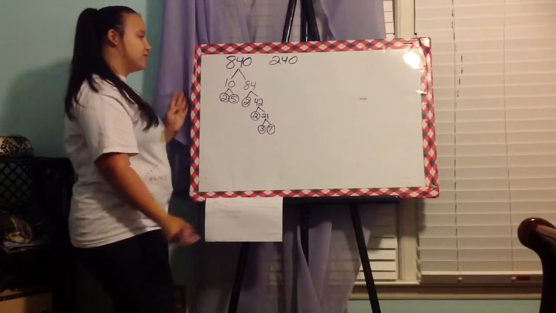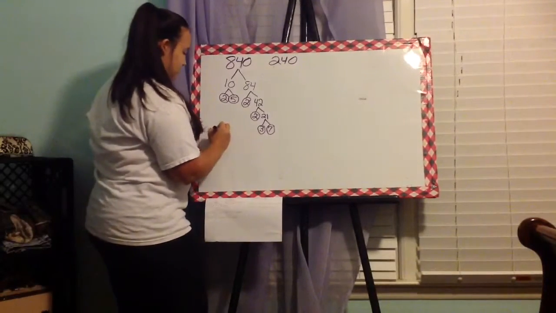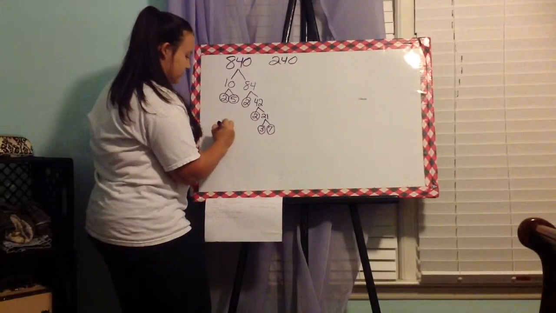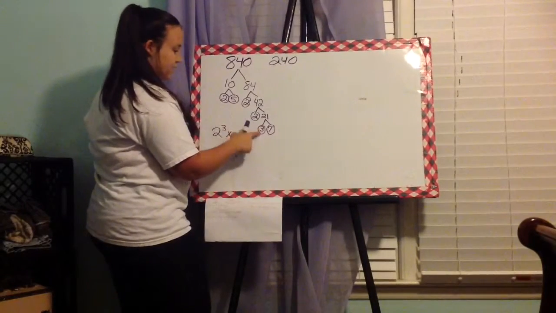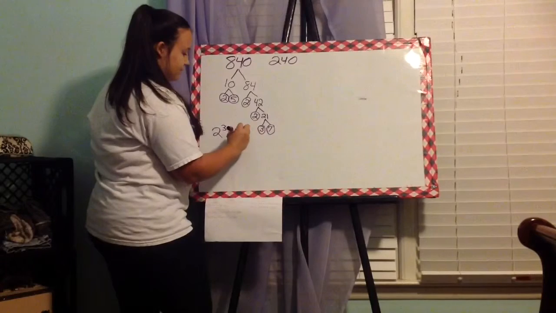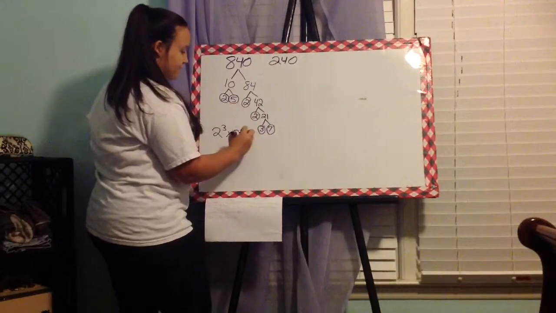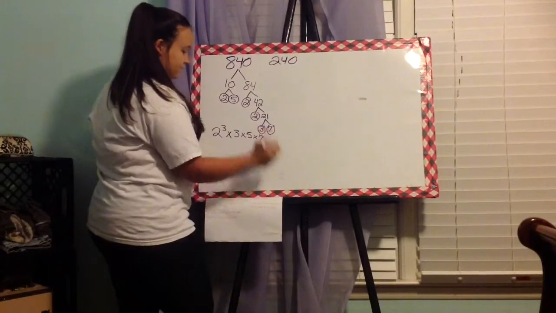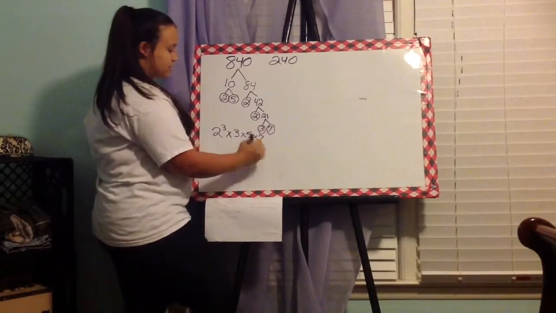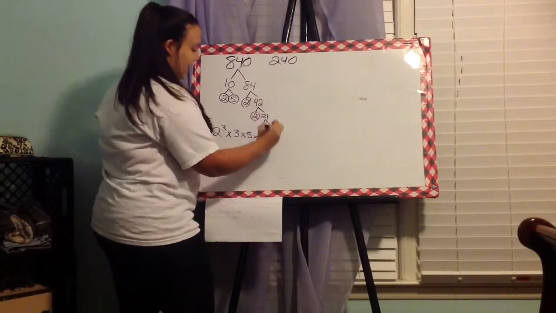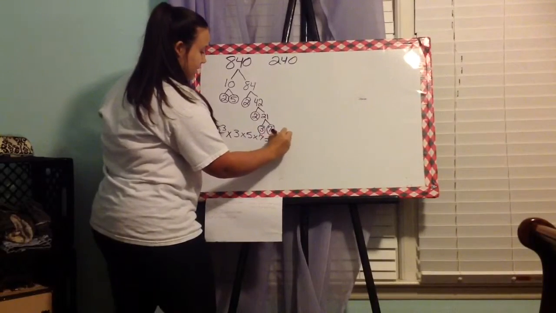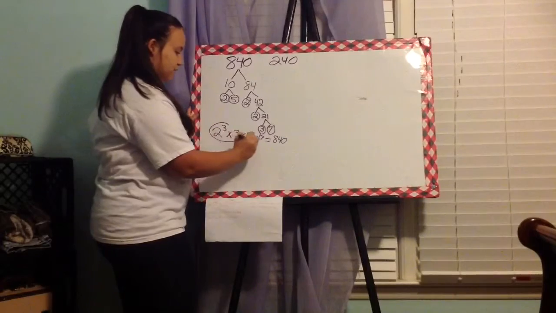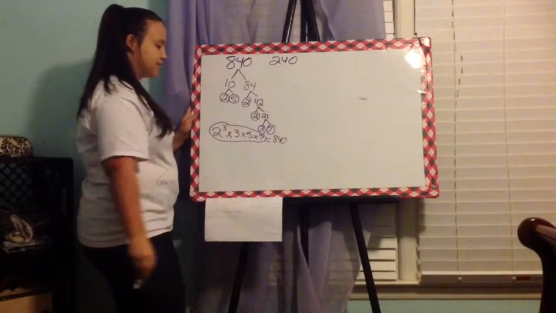So the prime factorization of 840 would be 2, and then there's 3 2's, so it would be 2 cubed times 3, and there's 1 3, times 5, and times 7. And when you multiply all those numbers together, you get 840. So the prime factorization of 840 is 2 cubed times 3 times 5 times 7.